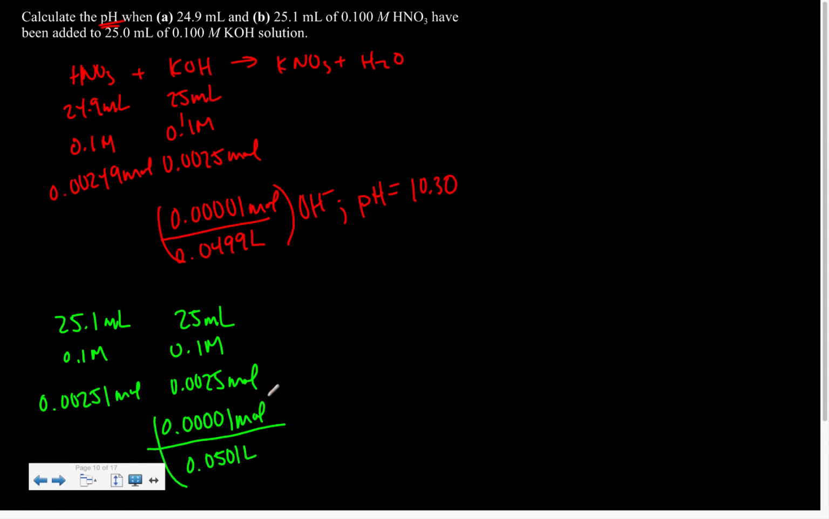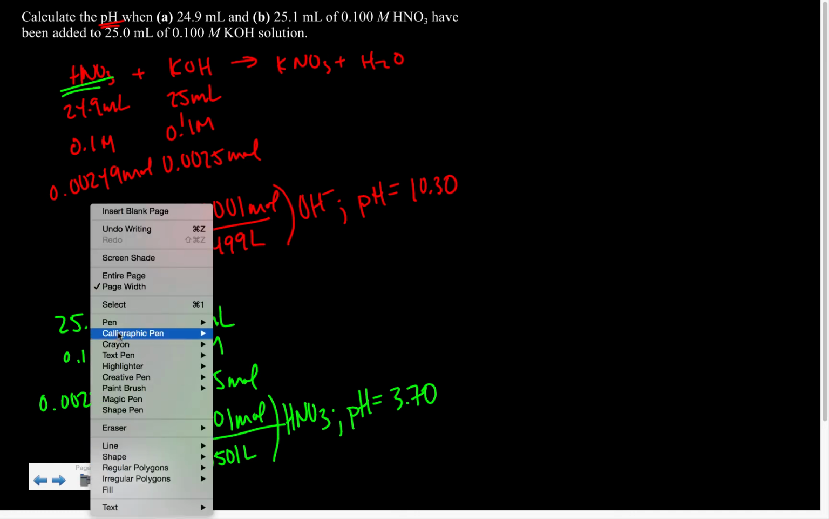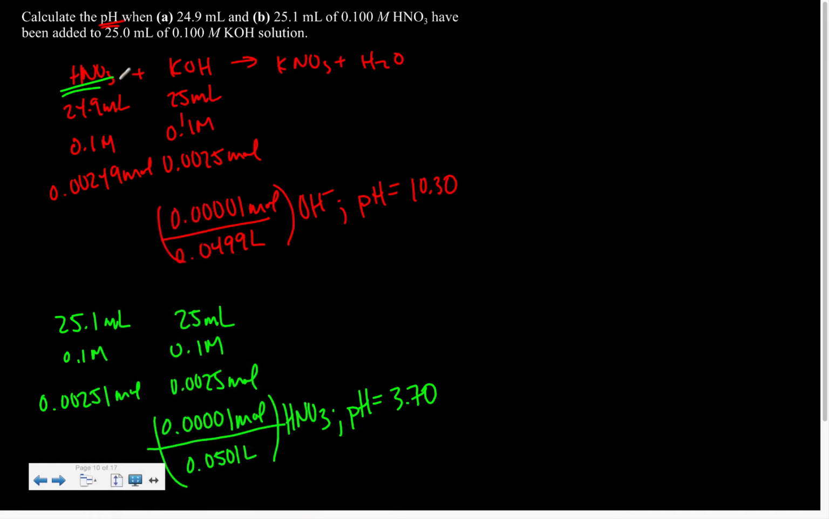And that's going to give us the molarity of my nitric acid, or more importantly, the molarity of my hydronium ion, since nitric acid is a strong acid and dissociates completely, which means that the pH calculation is simply negative log of that concentration, which is 3.70. So one thing to notice is the pH spread over 0.2 of a milliliter, which indicates a really long rise on a titration curve.